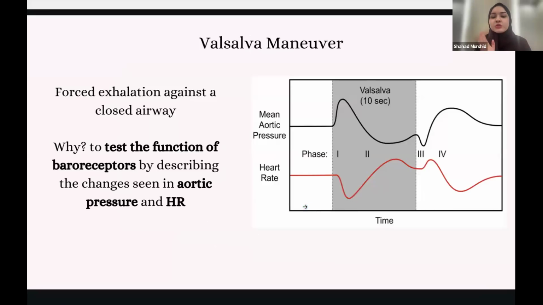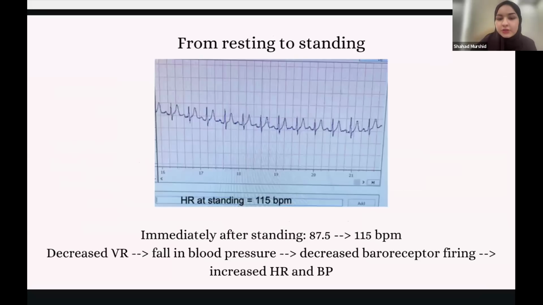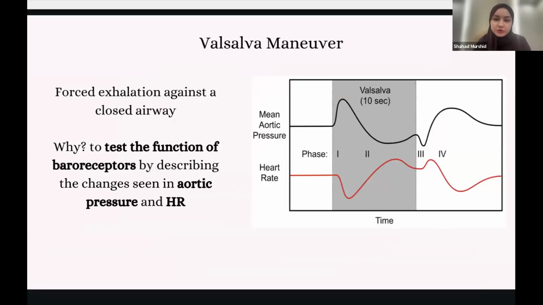Sorry, I don't want to spend too much time on it, so you can go over it based on everything here. Now for the Valsalva maneuver. The Valsalva maneuver is something that you use to test the function of the baroreceptors, and you also do it sometimes physiologically, like if you're defecating or lifting weights or during childbirth. Basically, the Valsalva maneuver is when you forcefully exhale against a closed glottis. So you close your mouth, you close your nose, and you exhale forcefully. This is going to cause changes in your aortic pressure and your heart rate.